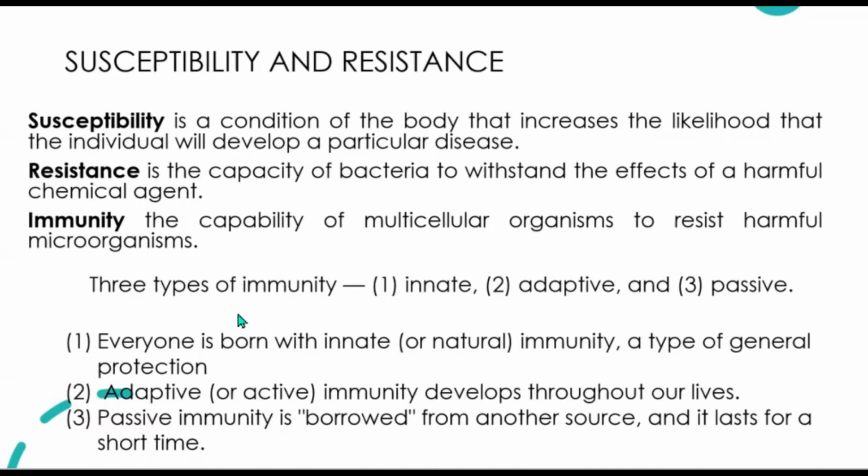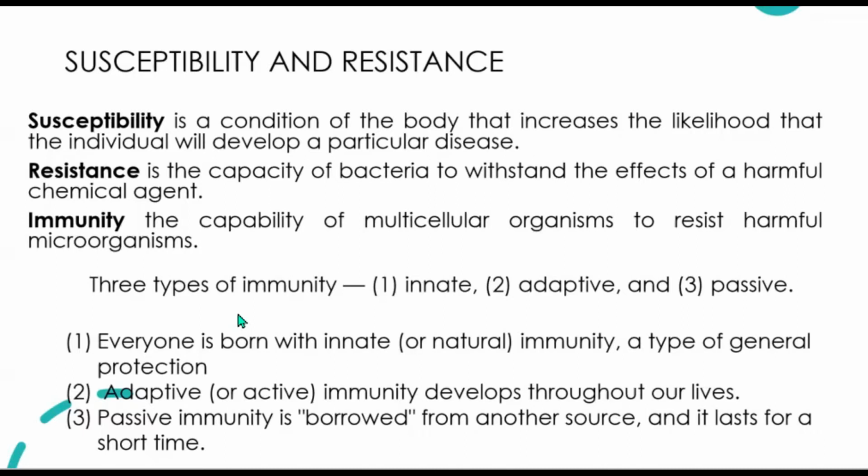So here comes immunity. So immunity, by definition, is the capability of a multicellular organism to resist harmful microorganisms. So there are three types of immunity. This is innate, adaptive, and passive. So as we say, innate is a general type of protection. We all have it. So for example, the skin acts as a barrier to block germs from entering the body, and the immune system recognizes when certain invaders are foreign and could be dangerous.